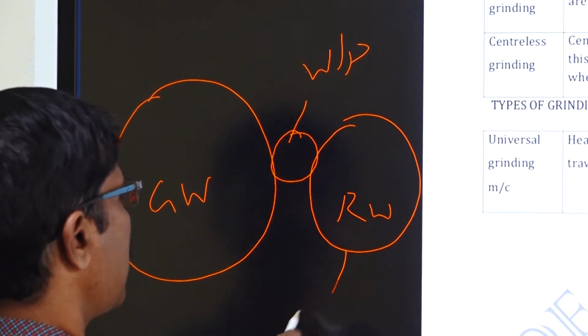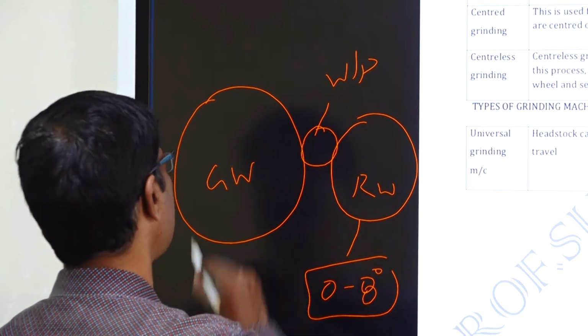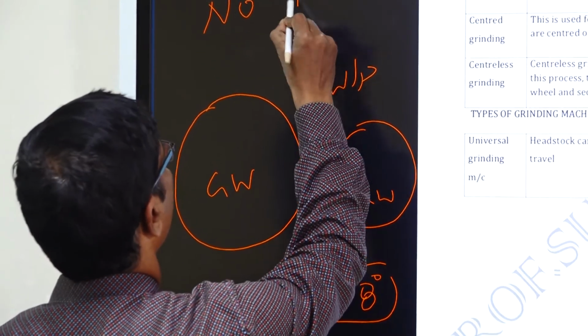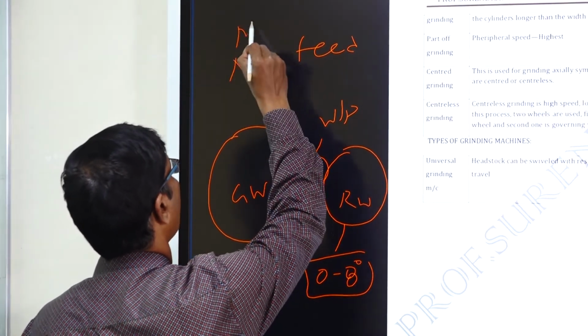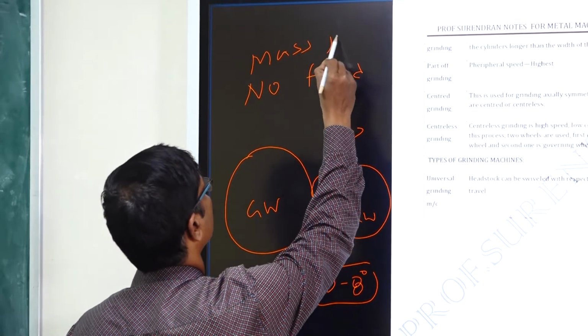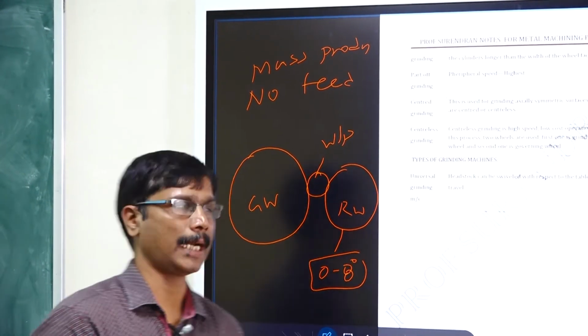So here the regulating wheel is slanted at 0 to 8 degrees. No feed is required, no separate feed, and it is used for mass production. So these are the features of centerless grinding.